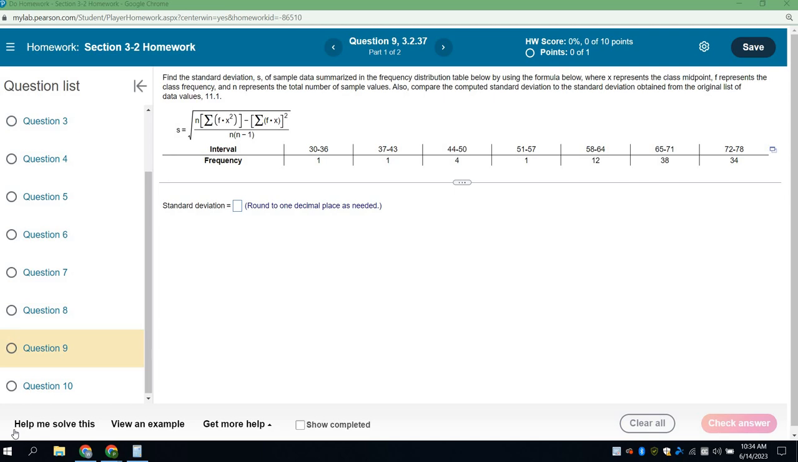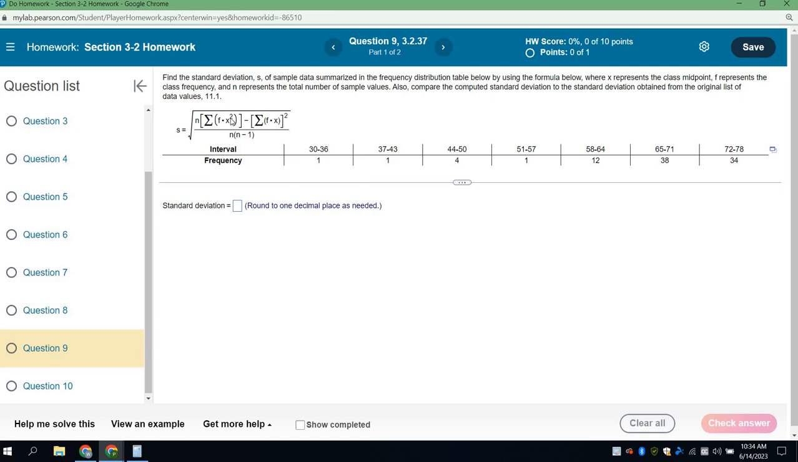If you look at the Get More Help and go through the overview, an example, or help me solve this, I forgot they're down here now. If you click on help me solve this, it's going to walk you through this formula. But something I want you to know is that under the Get More Help, there's a StatCrunch button, and StatCrunch will make this problem a lot easier.